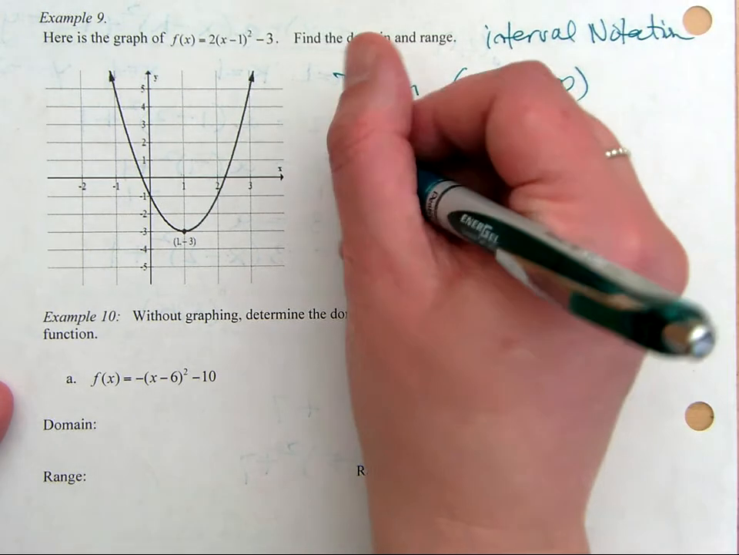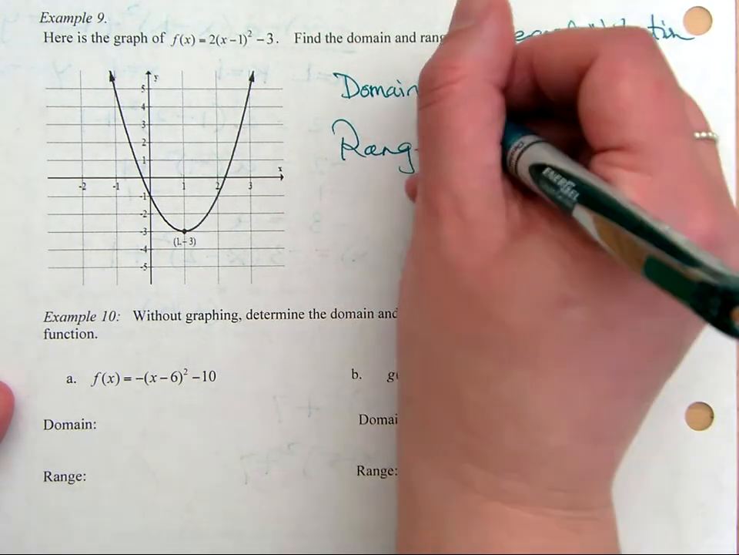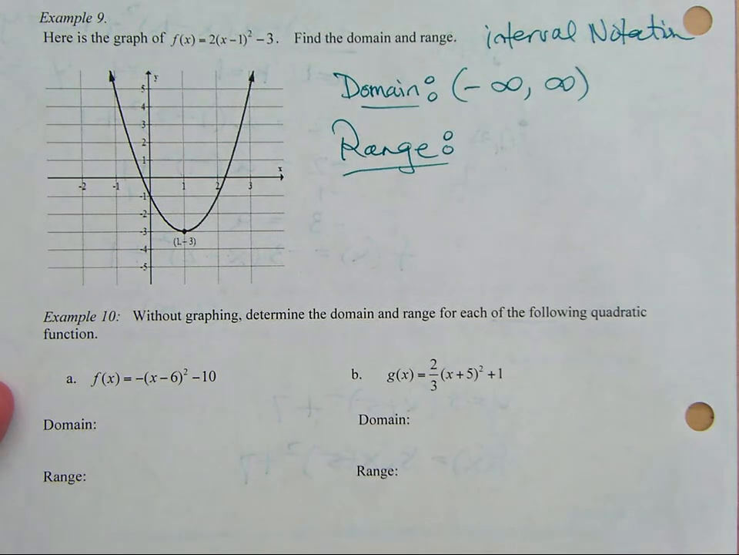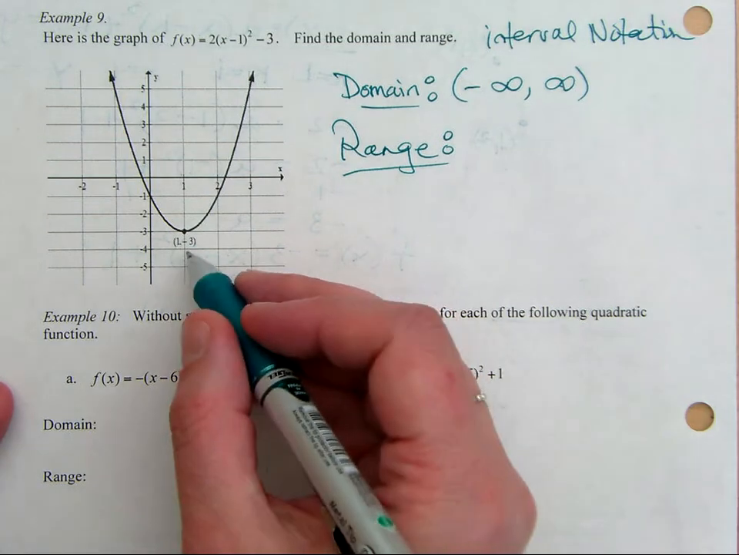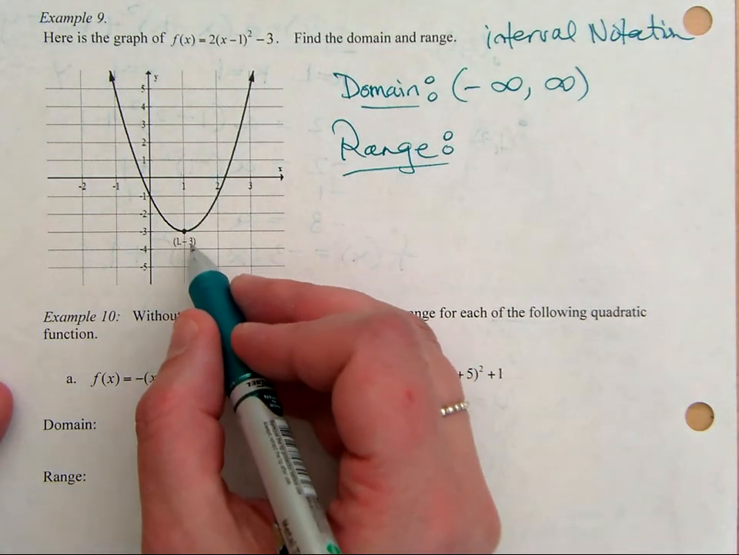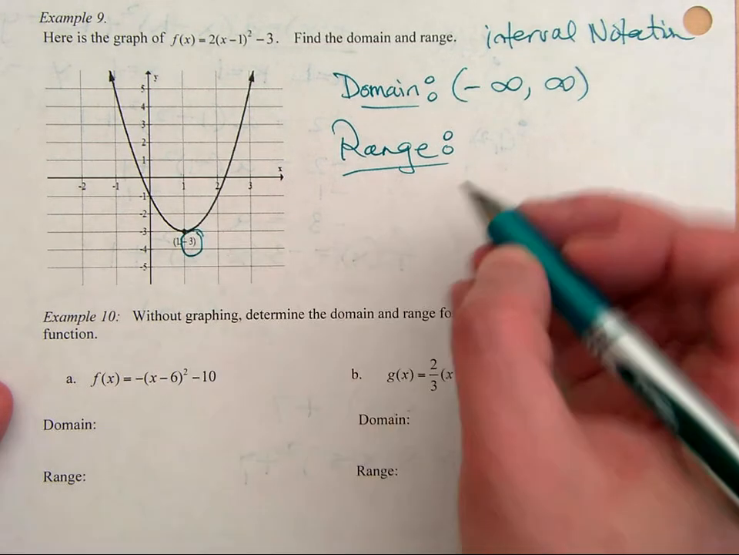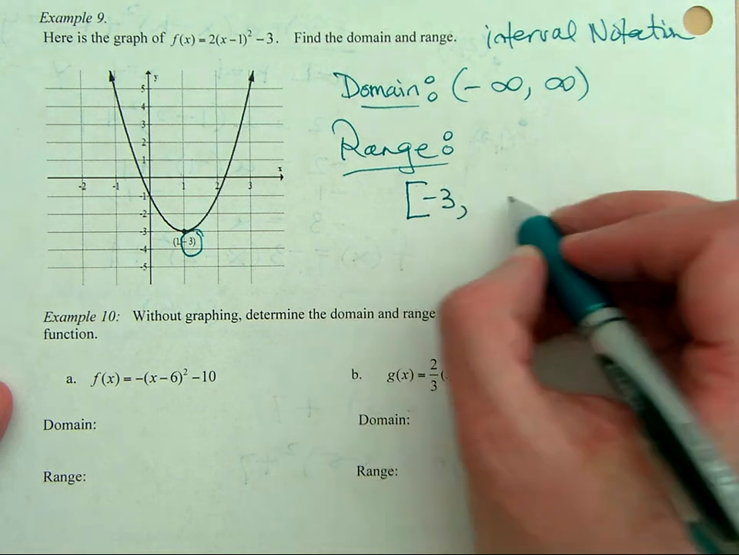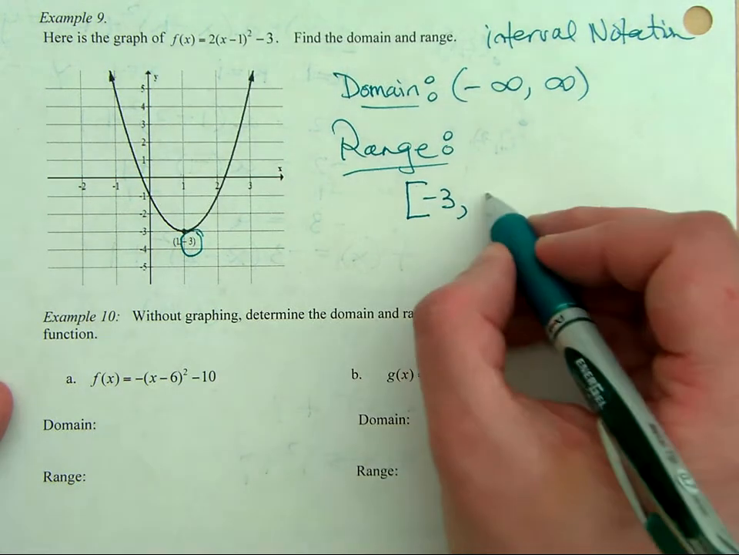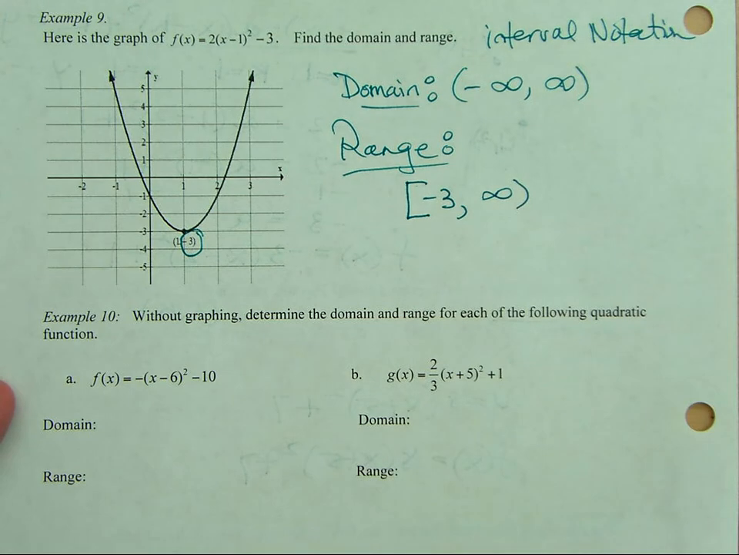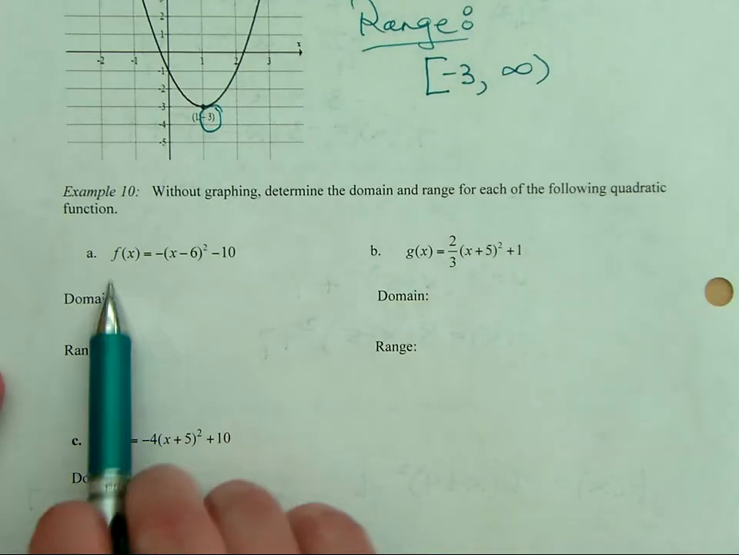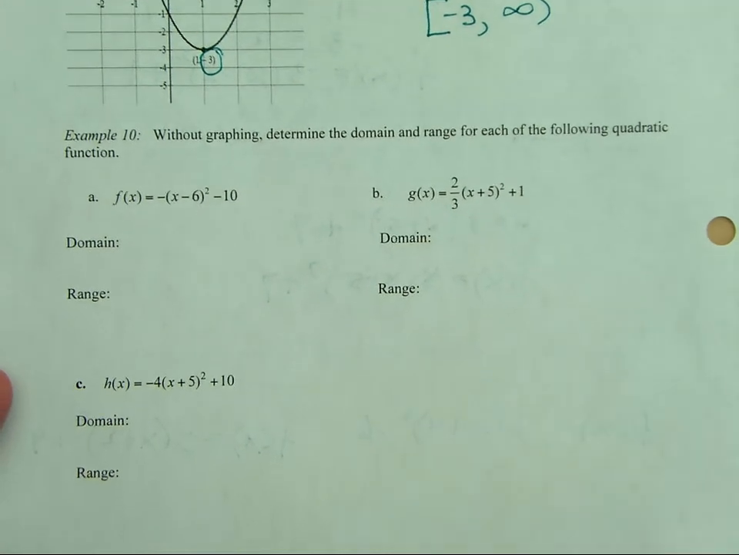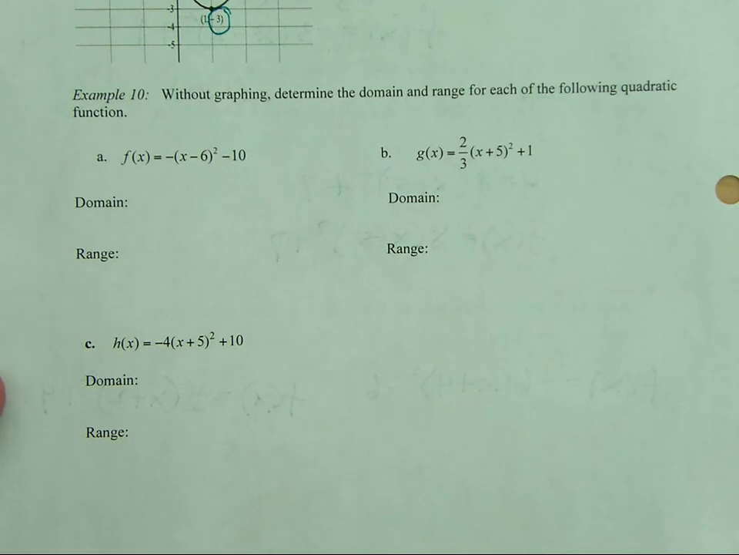Okay? The range, what does the range refer to? The range refers to the y values, exactly. So what y values do we have? Well, the smallest y value is what? -3. And should we include that point? Yeah. And where does it stop from there? Infinity. So that's the range. So just looking at these, if you can determine the vertex, then you should be able to continue to find the domain and the range.